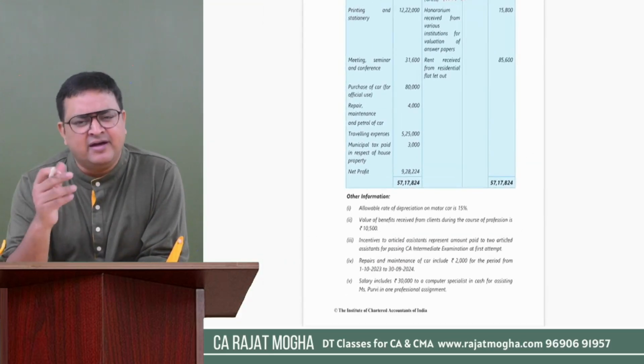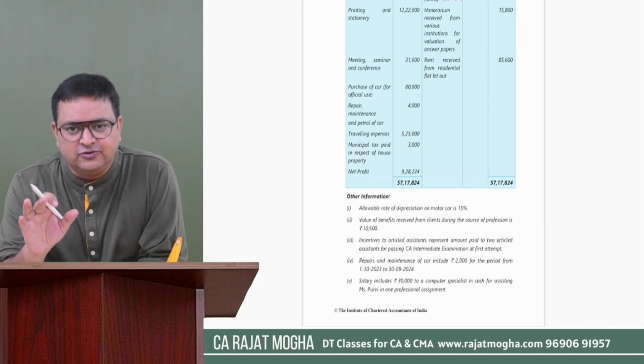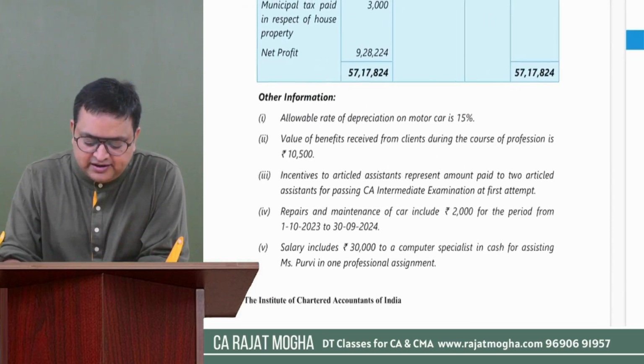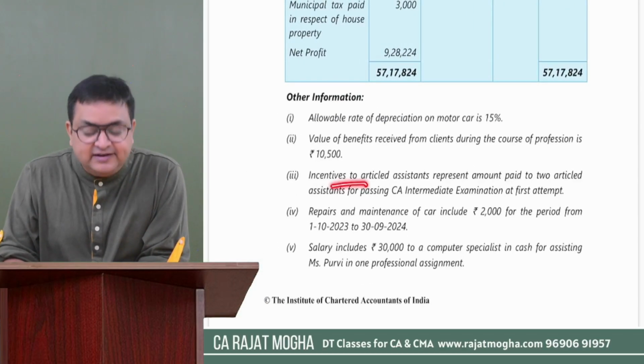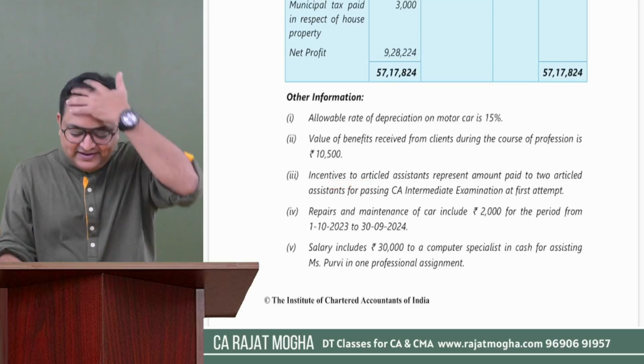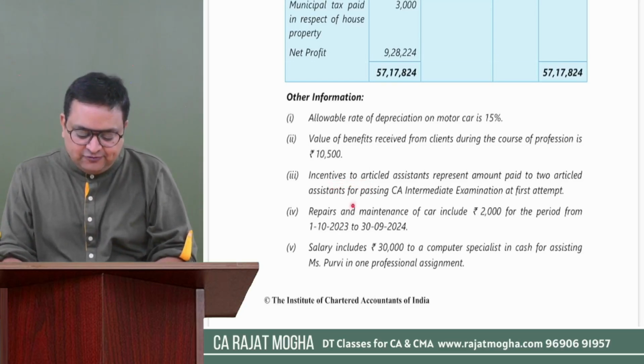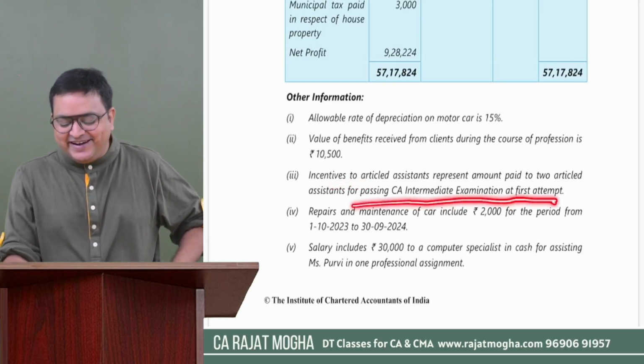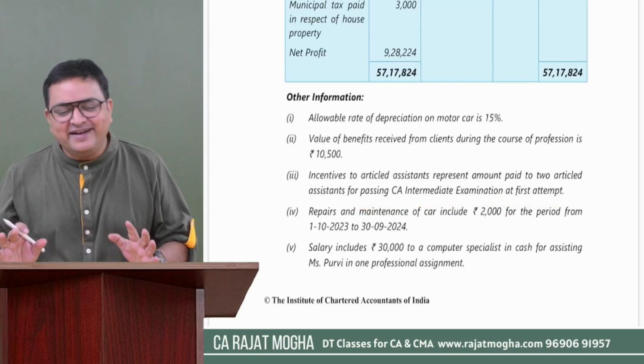So there was some incentive, and I have said to you that we can pay the incentives also. It is the kind of bonus which we are paying to our article assistants. Incentive to article assistant represent amount paid to two article assistants for passing CA intermediate examination at very first attempt. No issue with that. We can allow it.